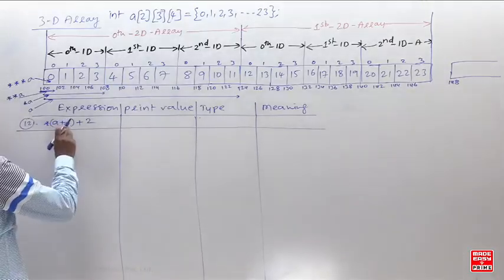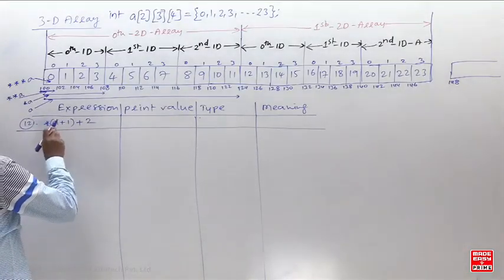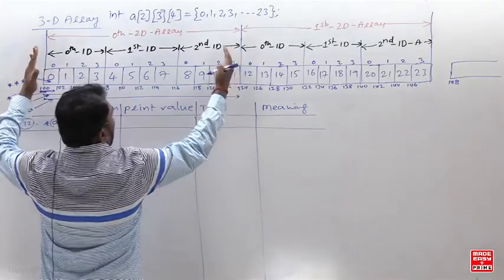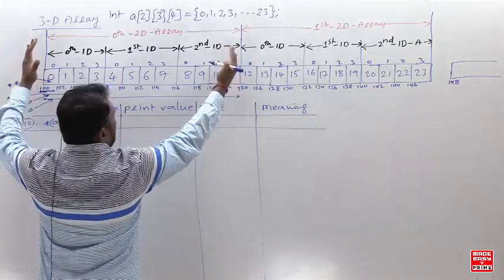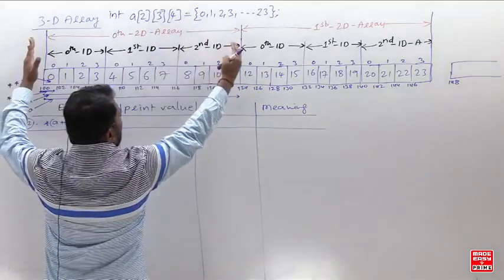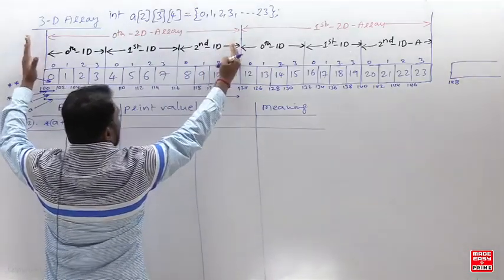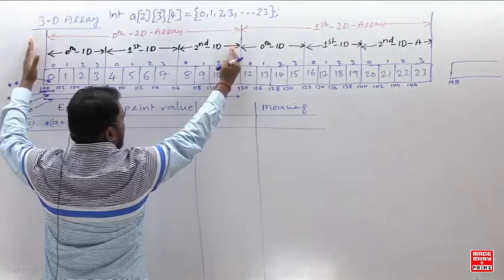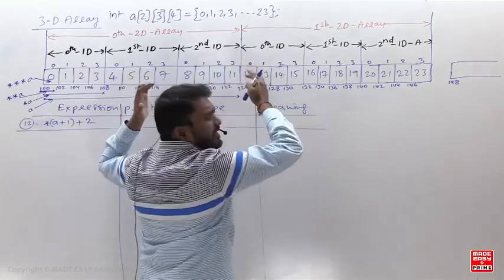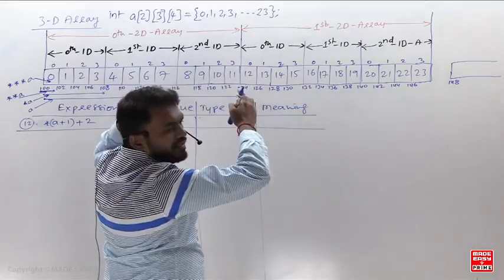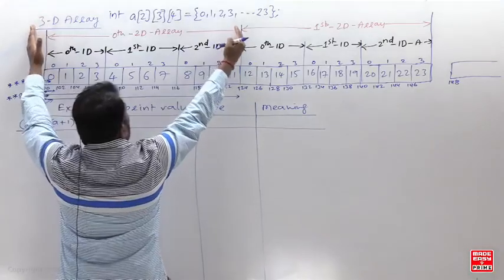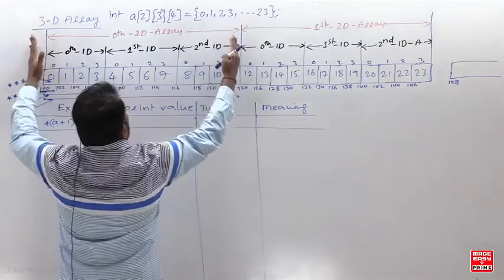Okay, a plus 1 whole star plus 2. Now tell me a plus 1. A means pointing to this one. Listen carefully if you have doubt. A means pointing to the 0th 2D array. First listen, those who are making mistakes. Aishwarya, listen here. You are giving many wrong answers. A means it is pointing to the 0th 2D array, this one.